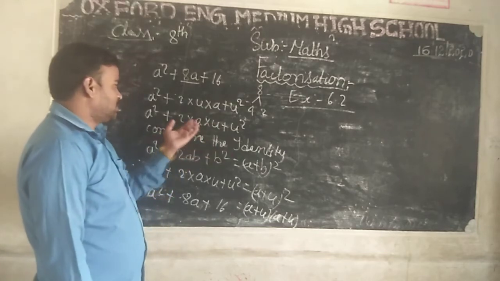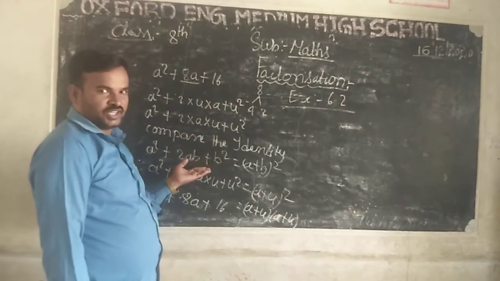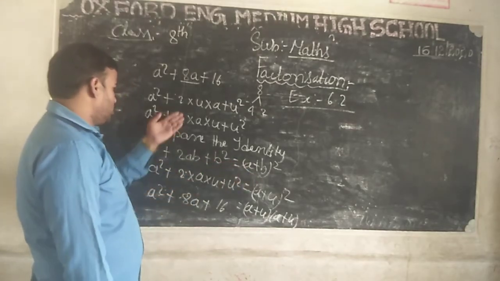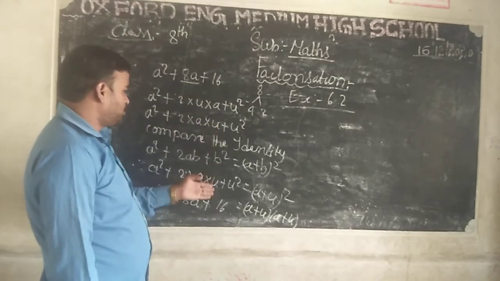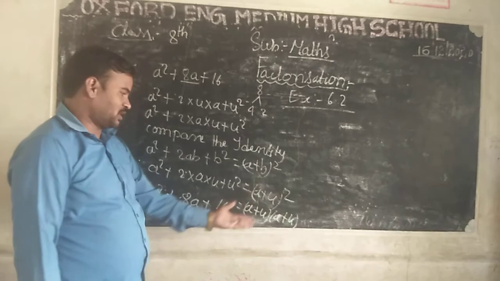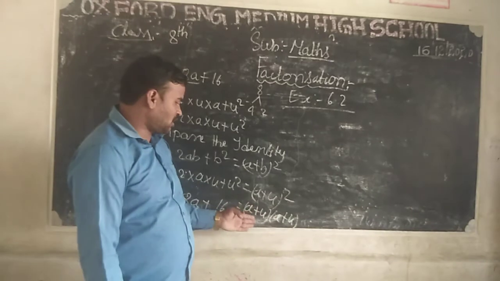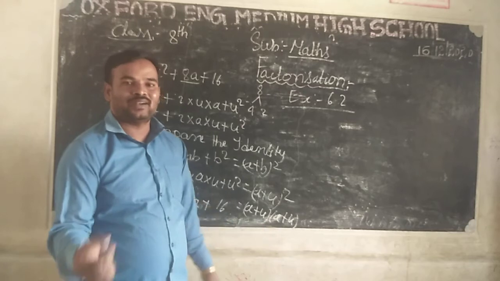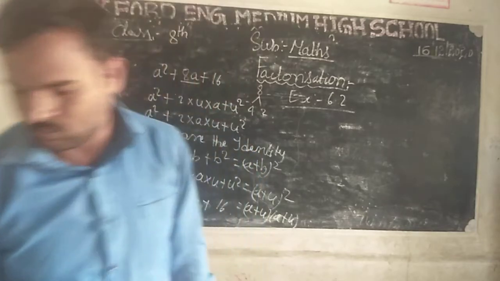Compare this with the identity a square plus 2ab plus b square. Do you know this identity? The answer is a plus b whole square. Then we compare: in place of a we have a, and in place of b we have 4. So a plus b whole square means a plus 4 whole square, that is, a plus 4 into a plus 4. These are the two factors of this expression. You understand? Okay. Shall we go to the next one?